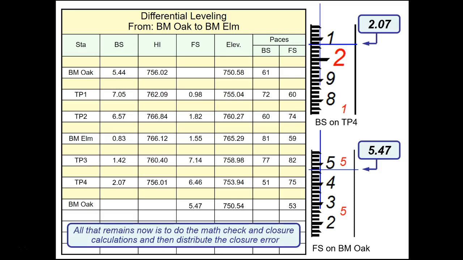Okay, now we're going to do our math check and do some closure calculations and figure out how we're going to distribute that closure error throughout our survey. Because we know that the oak tree nail hasn't moved, that spike is still there, so it hasn't changed elevation. So somewhere in the mix of all this, we have to look at our error, figure out if it's acceptable for the class of survey we're doing, and distribute that error along.